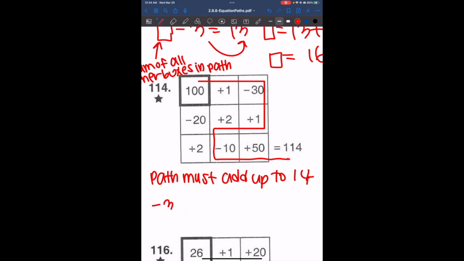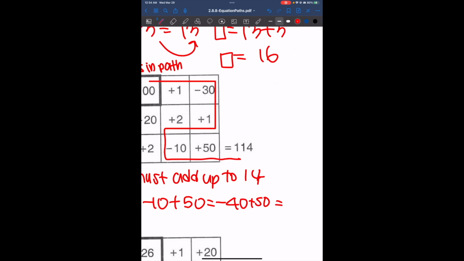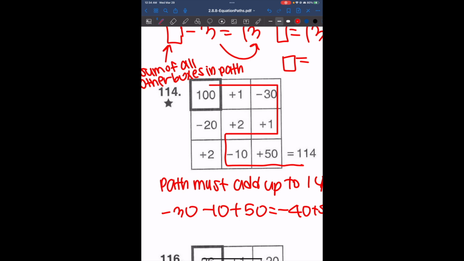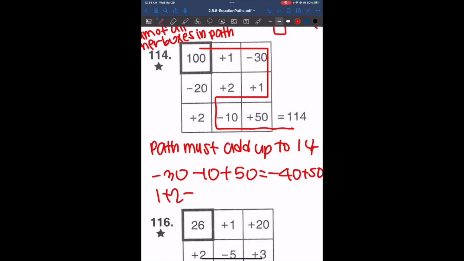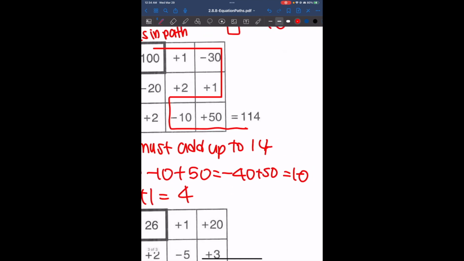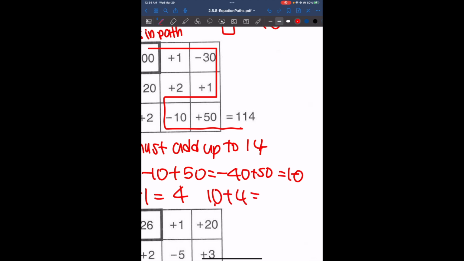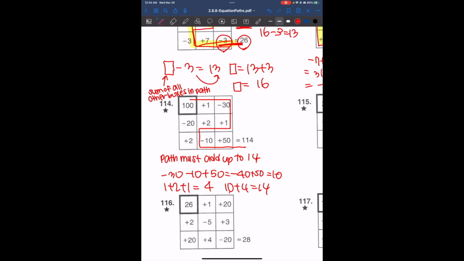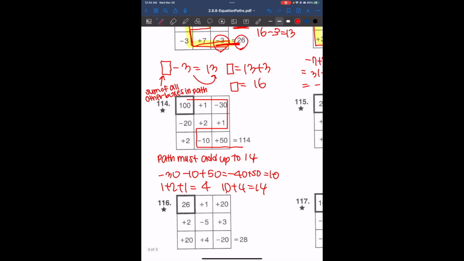So we have -30 minus 10 plus 50, which is -40 plus 50, and that is 10. And then looking at the small numbers, we have 1 plus 2 plus 1, which is 4. So the path is 10 plus 4 equals 14, and so 100 plus 14 from the path equals 114.